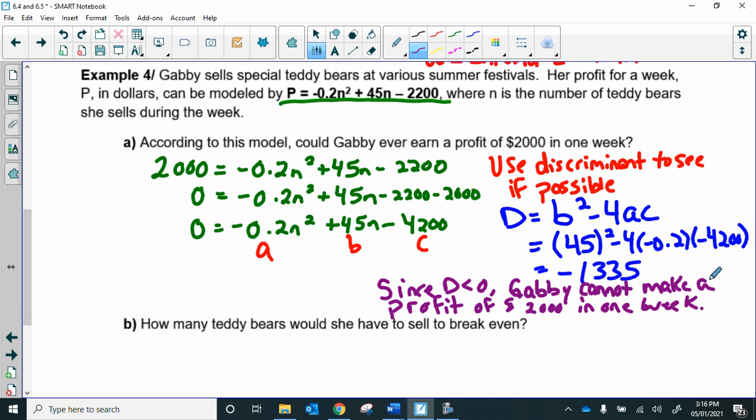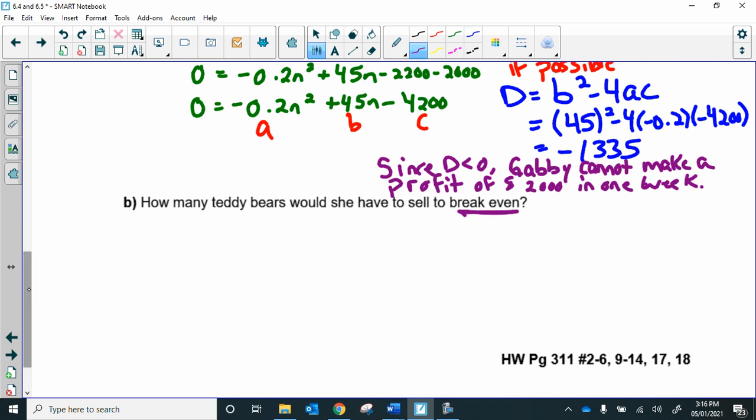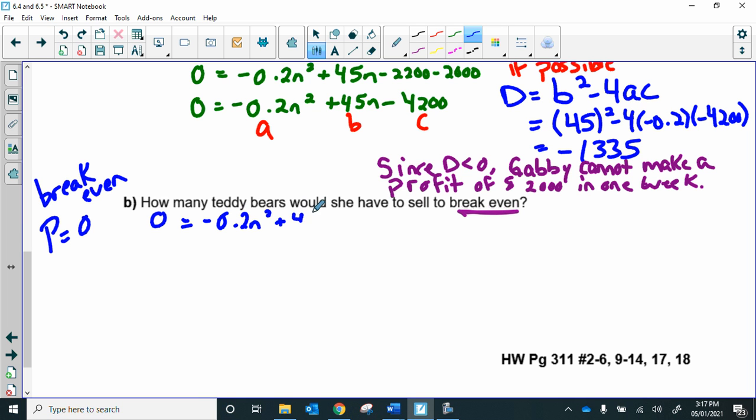How many teddy bears would she have to sell to break even? What does break even mean? Okay, break even means you don't have a profit. You didn't make any money, but you didn't lose any money. So how many would she have to sell in order for the profit to equal 0? That's break even. So let's set p equal to 0. I want to find n.